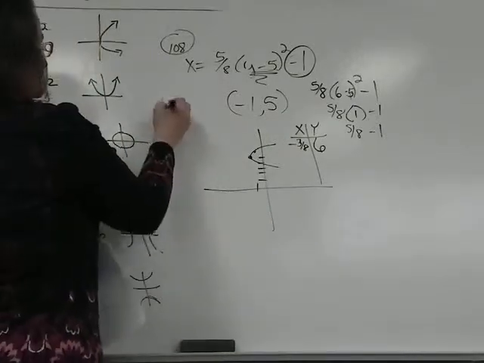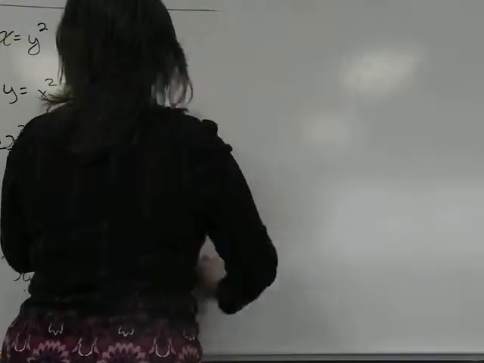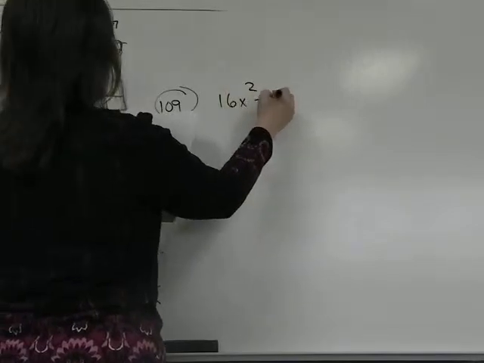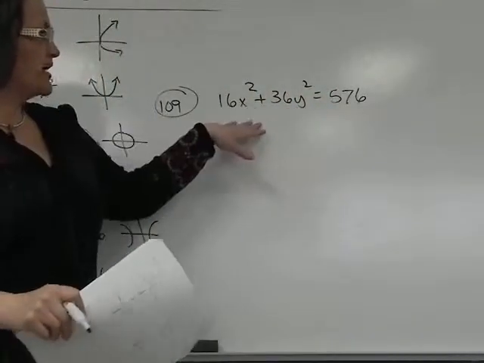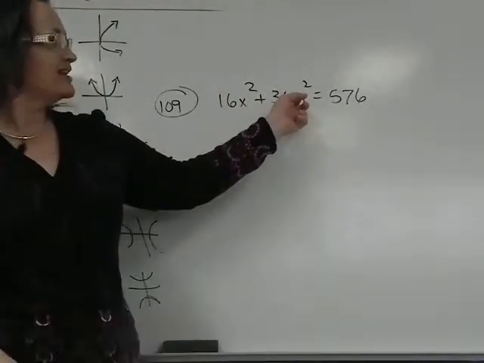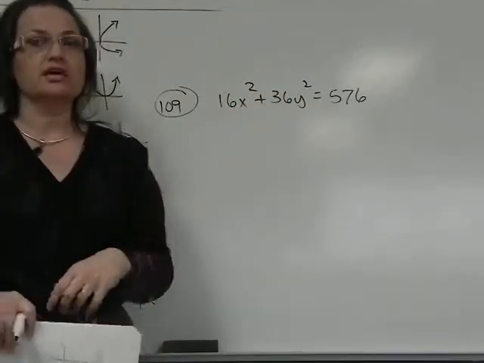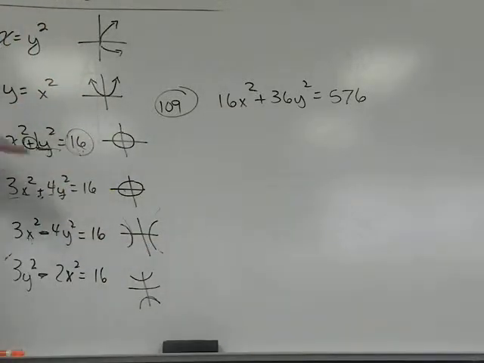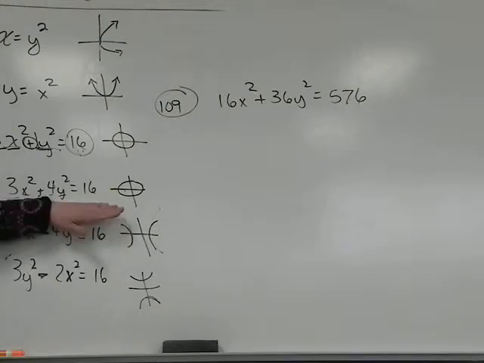All right, 109. So I suspect this to be an ellipse because I have x squared and y squared, and they're both positive, which means they're coming together like the circle does, but they have different coefficients. So that fits this pattern. Where is it? This pattern where different coefficients for the x and y is squared.